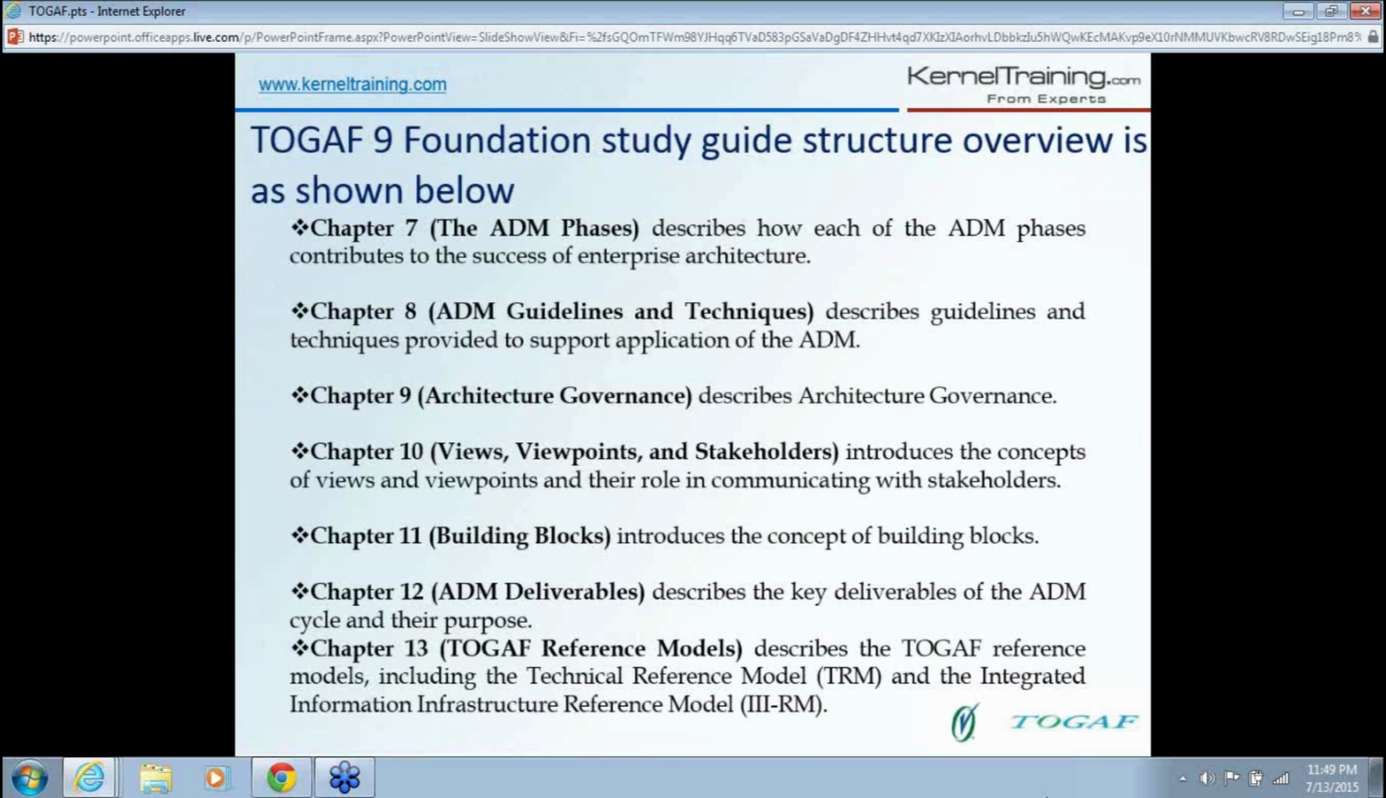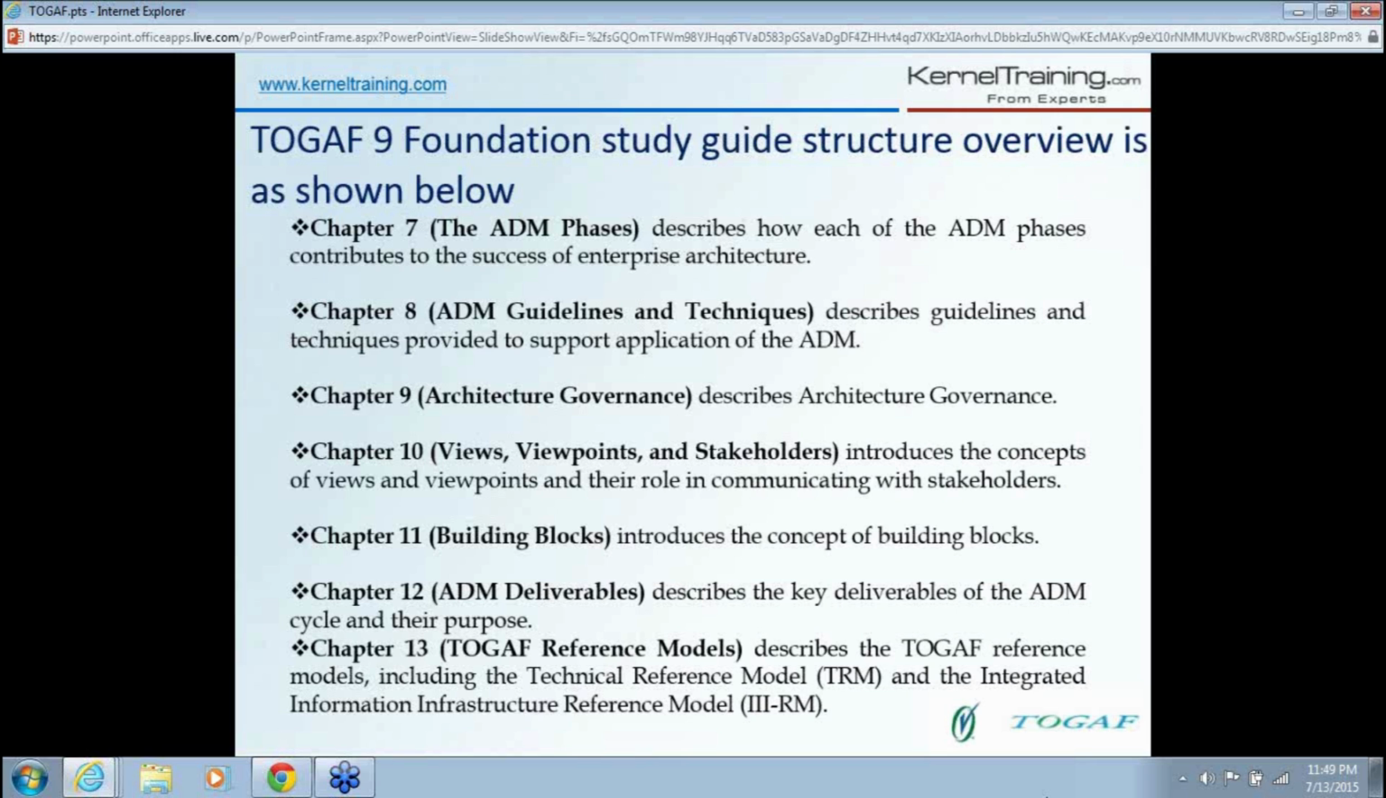Chapter 9 is more about architecture governance. So once you have an enterprise architecture initiative, it's not just that you start an initiative and then continuously work on it. You need to have some governance where you identify a set of people or a group of people who are identified as stakeholders and who basically are also members of a board that governs your enterprise architecture framework.